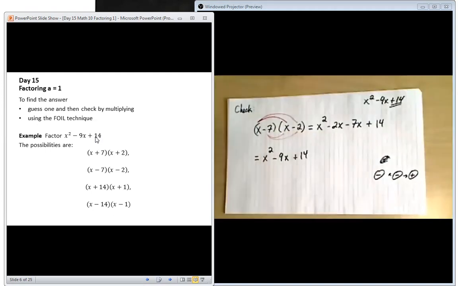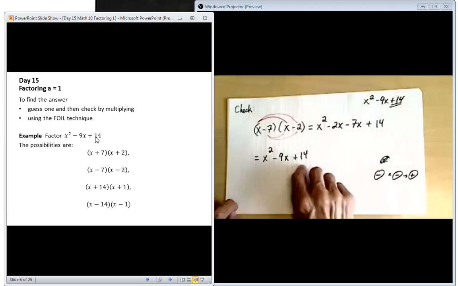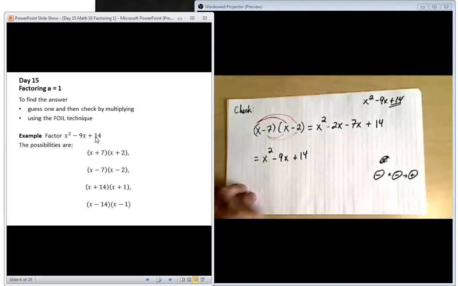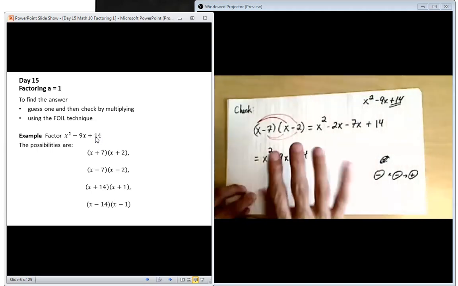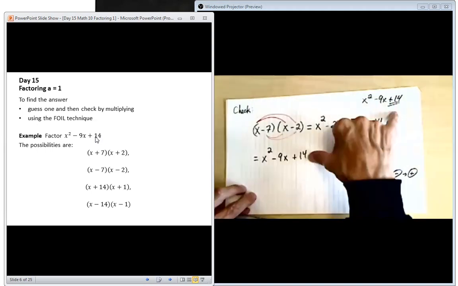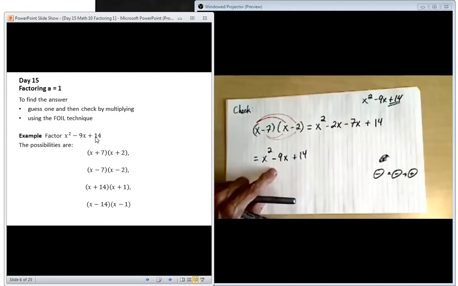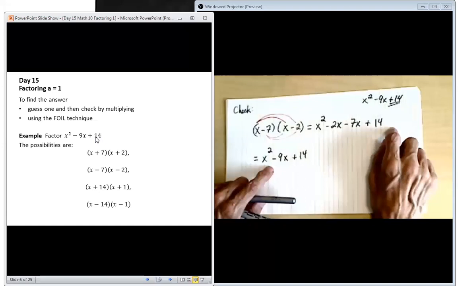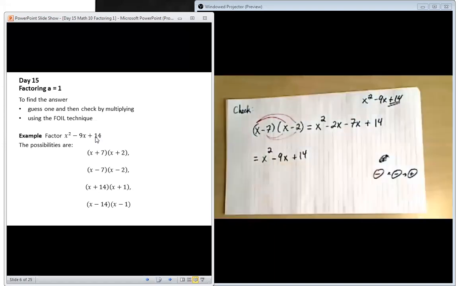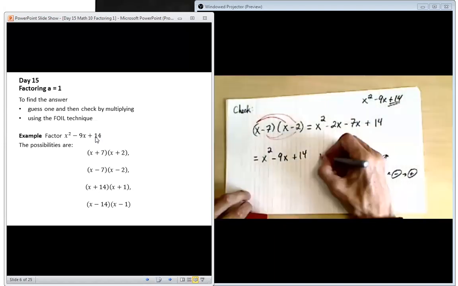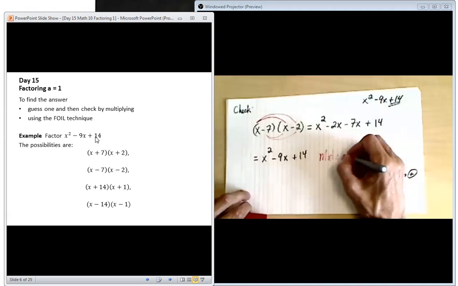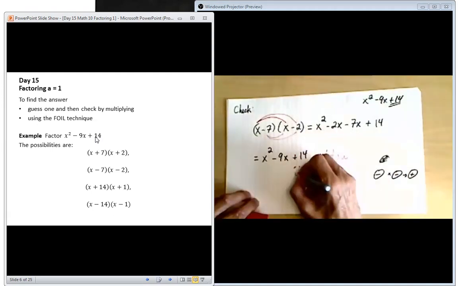Okay. Now, remember, the goal is not to get this answer. Feels like it. You do the work, you get numbers, you're like, oh, okay, done. No, you got to check. That's when you're done. Is this now the same as what we see up in the question there? Yeah, it is now, right? It matches. It is the same. Nice.